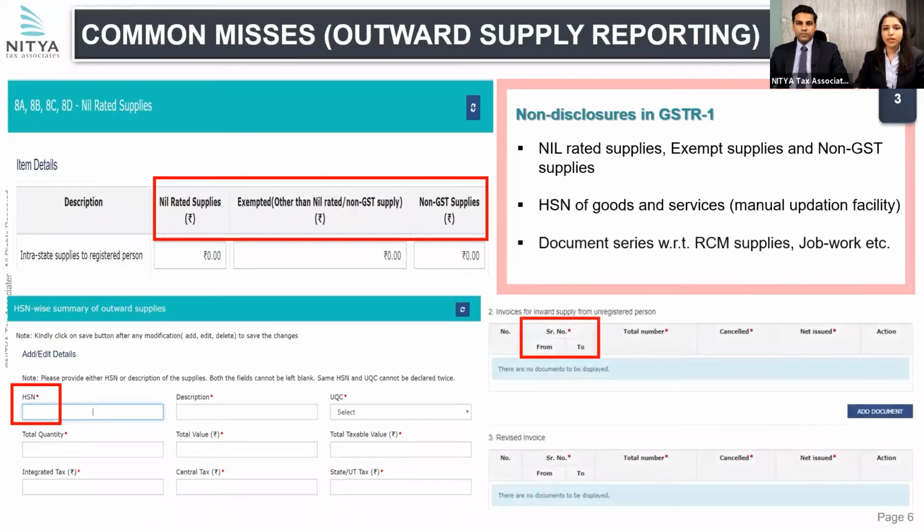The third miss in non-disclosure of GSTR1 are the document series. Although all the document series of invoices, etc., are duly reported by the taxpayers, however, there are few important transactions like the RCM supplies with respect to the self-invoices which are generated, job work transactions, the delivery challans. So in all these cases, we generally know that there are misses from the taxpayer's end while filing GSTR1.